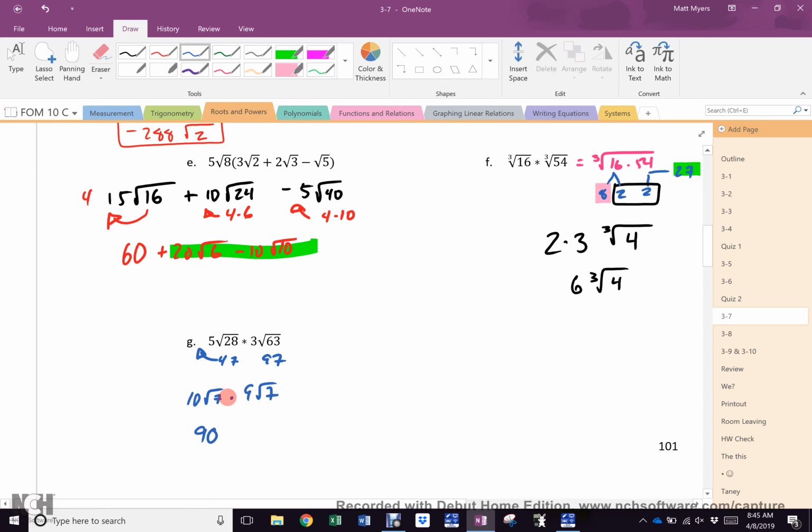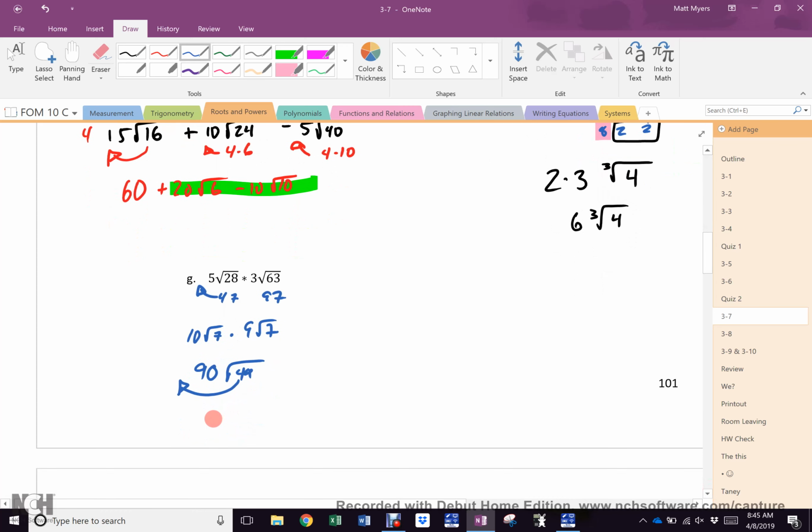What's 10 times 9? 90. What's root 7 times root 7? Technically, it is 7, but technically, what is it? It should be the root of what? 49. And then the root of 49 is 7. So what comes out? What's 7 times 90? What's 7 times 9? 63, and then you add a 0. And the answer's done. Easy peasy lemon squeezy, right?